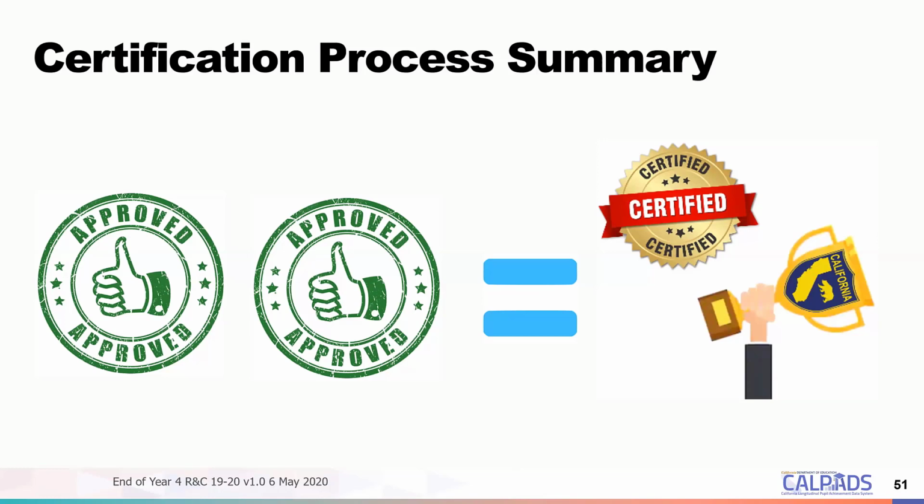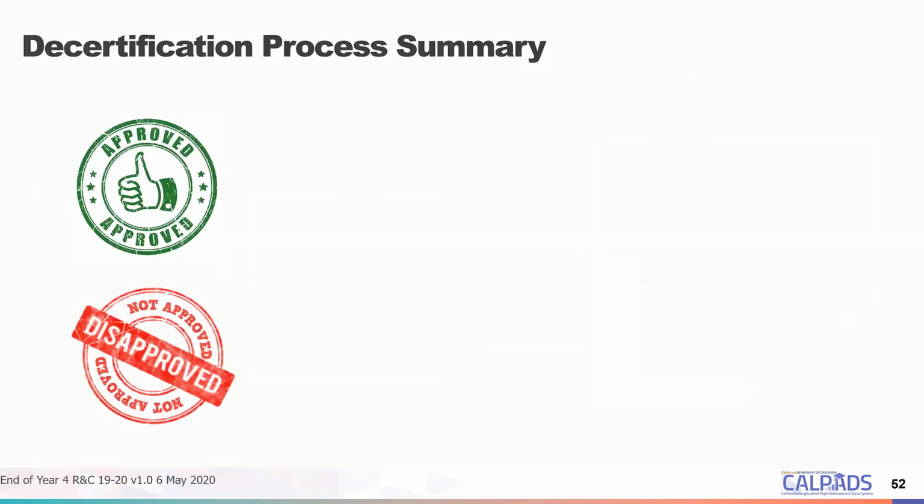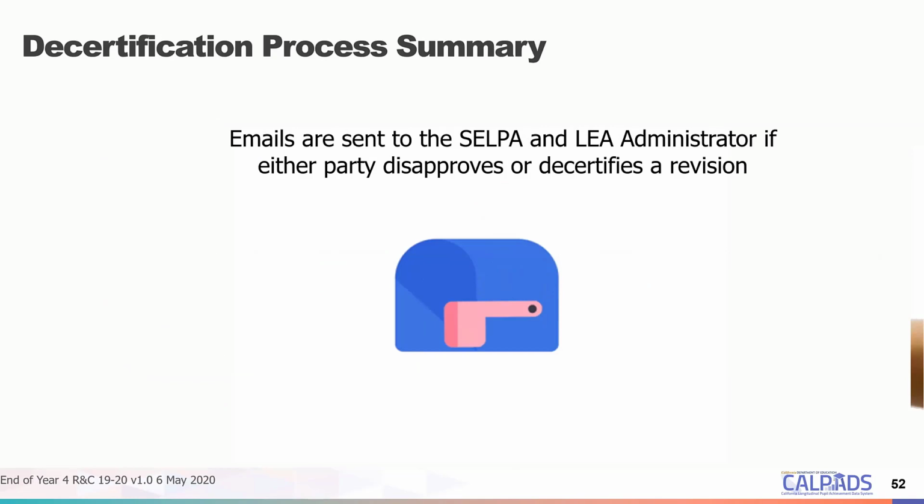Again, a reminder of the certification process. It's 2 steps. You need 2 approvals before your snapshot will be considered certified. There will be emails anytime there's an approval or disapproval of a snapshot between the SELPA and the LEAs.